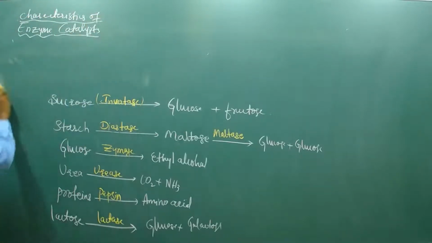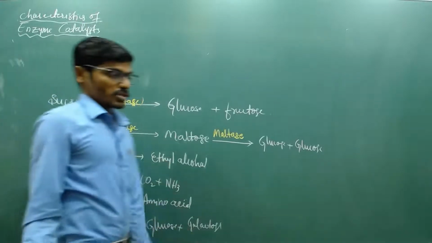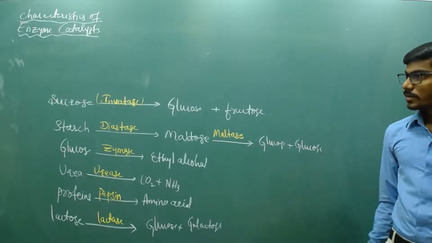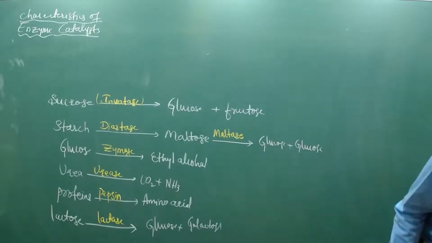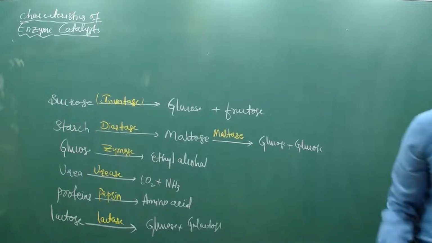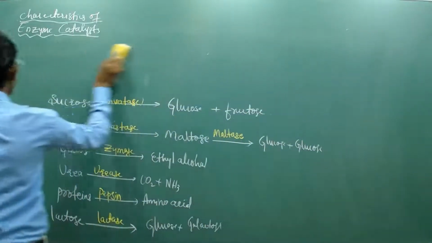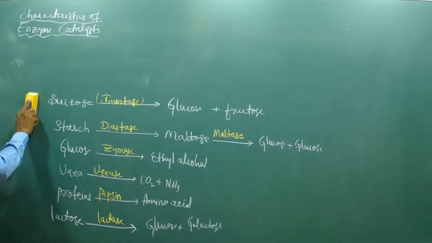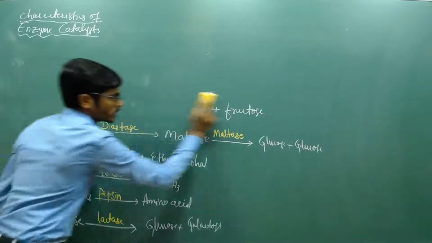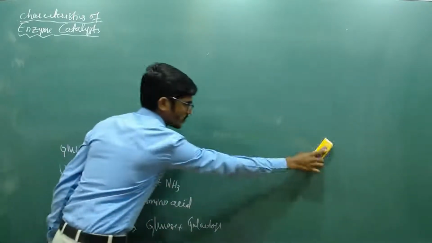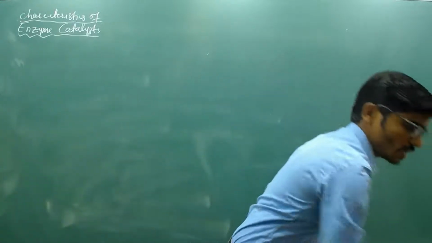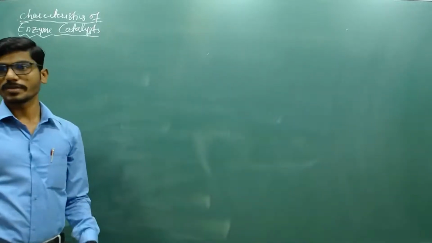Characteristics of enzyme catalyst. From these examples, in the characteristics part, we can discuss a very few points which are unique regarding this enzyme catalysis. So the next is characteristics of enzyme catalysis. Here, as we know, enzymes are highly specific in nature.